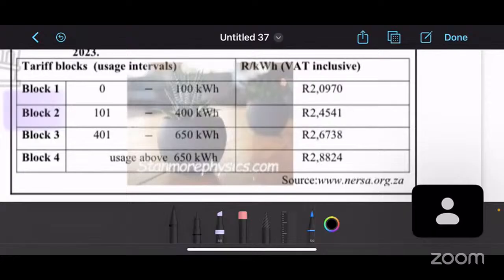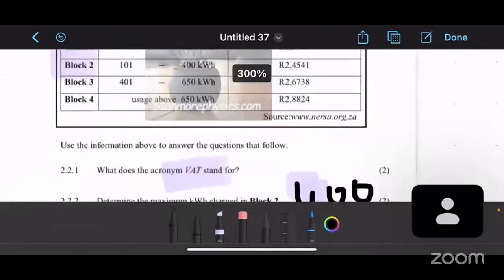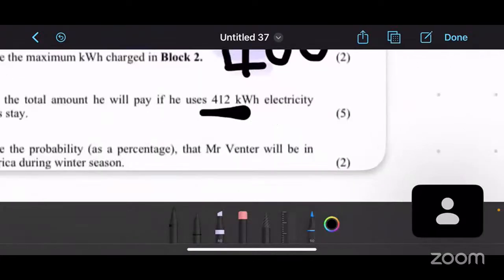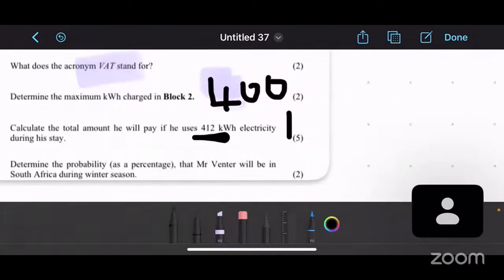I took the 2,000, I mean the amount on the right hand side, then I multiplied it by the kilowatt per hour. What is it that you have on your calculator? I have 2,6738 times 412. And how much did you get? 1,101,61.